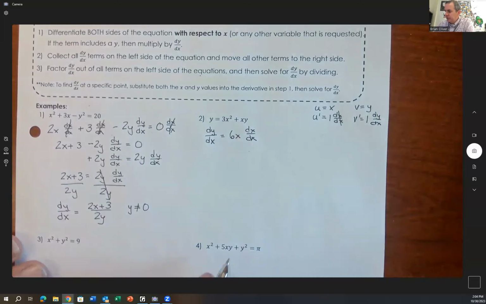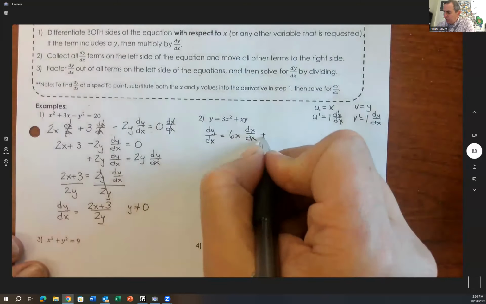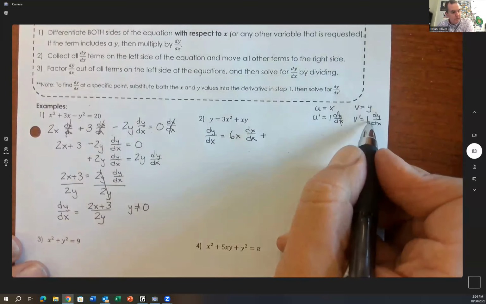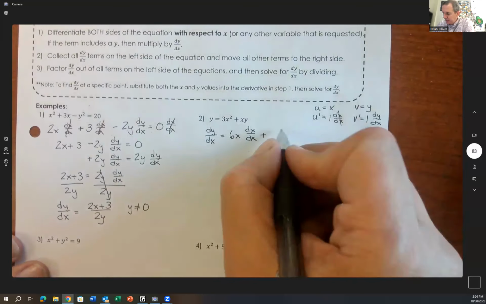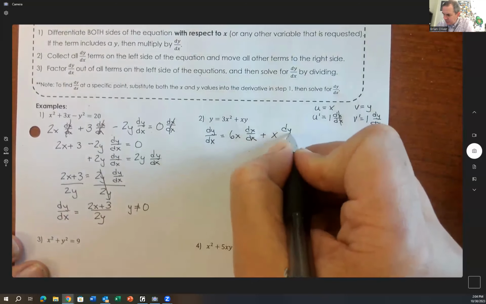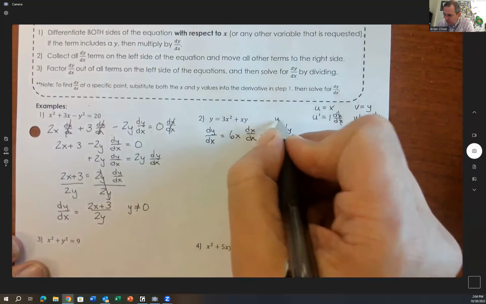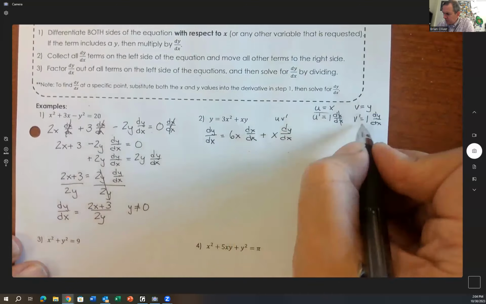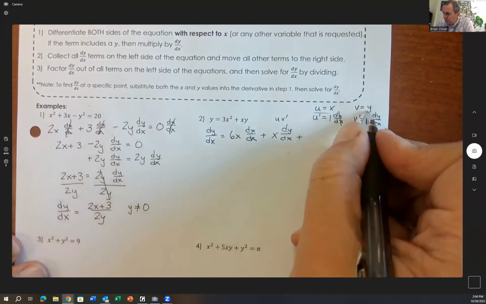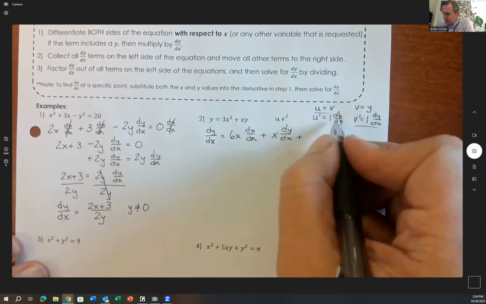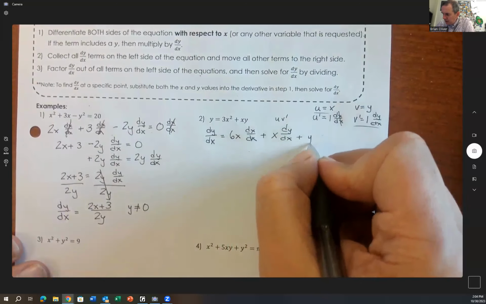Let's cancel out. So when I'm going for the product rule here, it's going to be u v prime. So it's going to be x times 1 dy/dx, so it becomes x dy/dx, because that's u v prime, plus v u prime, so that's going to be 1 times y, so that's going to be 1 plus y.